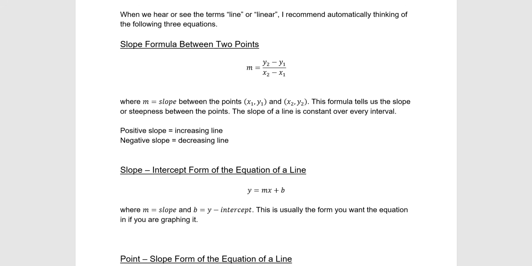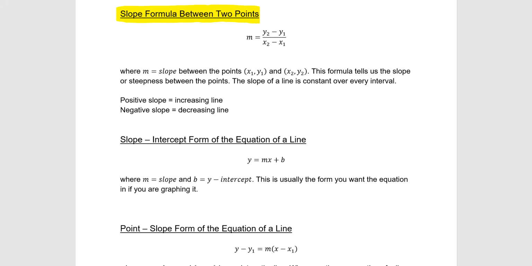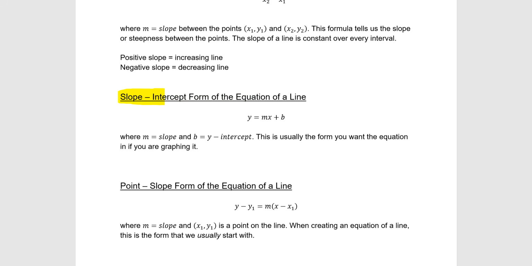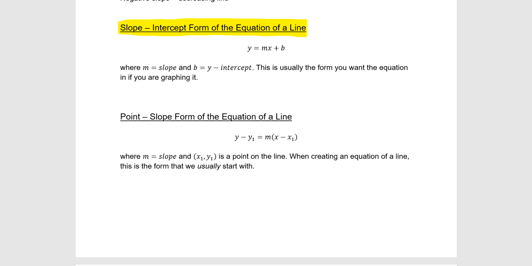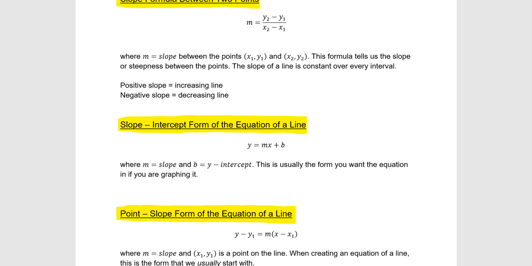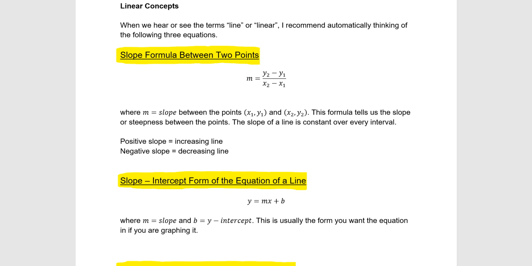The first one is the slope formula between 2 points. The next one is a form of an equation. It's the slope-intercept form of an equation. And then the other one is the point-slope form of an equation of a line. Okay, so these are the three things I recommend you think of when you see the word linear.